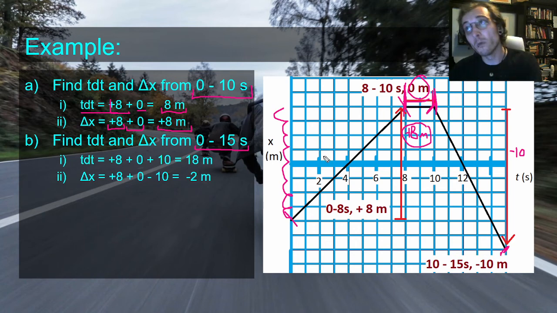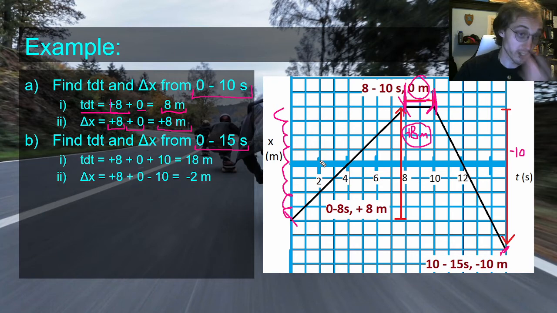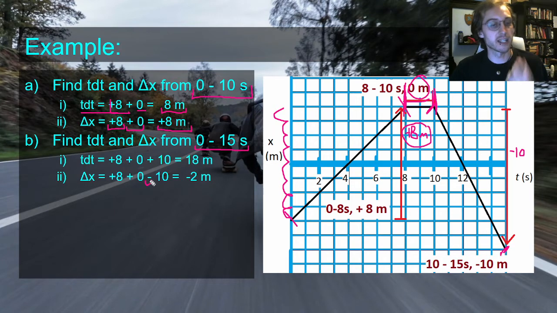For the next bit, if I want to find my displacement, I can do the same thing, but now, because I'm trying to figure out where it is compared to where it started, it really matters whether or not it was forward or backwards. So I really need to include the minus. That's the only real difference here, where I've got the +8, the +0, the -10, which gives me -2.